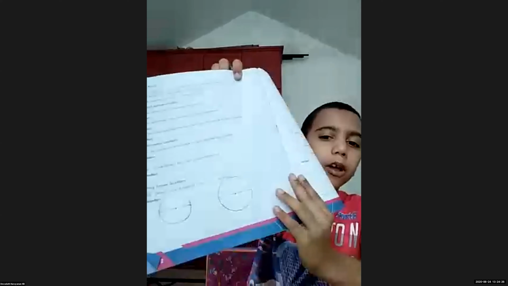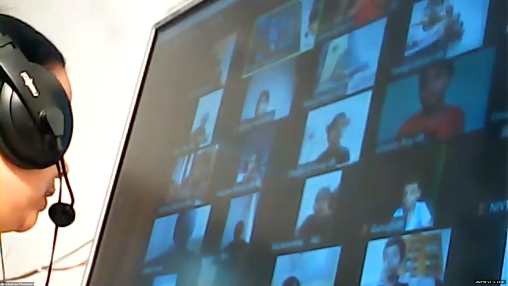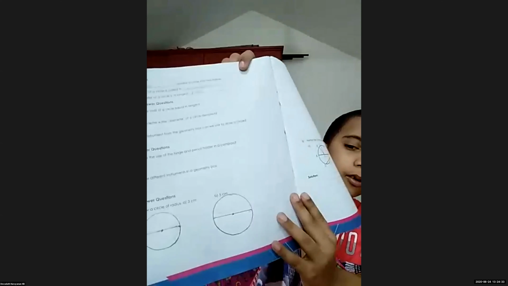Children, when I ask questions, you will unmute and say, okay. Before that, you have to keep muted because of the disturbance. Then I have sent the notes of question number 13 and 14. What is the use of a hinge? Have you completed that? Who can say what is the use of a hinge in a compass? When you say, unmute and say, okay.